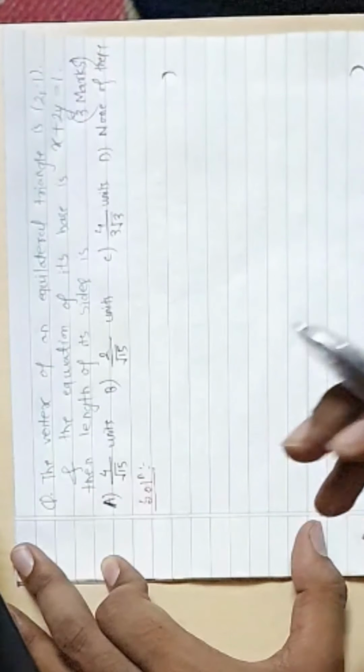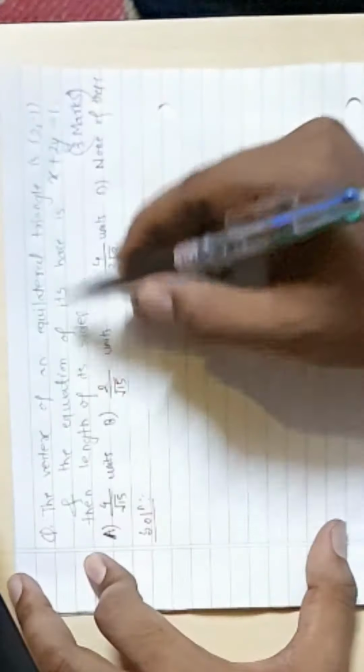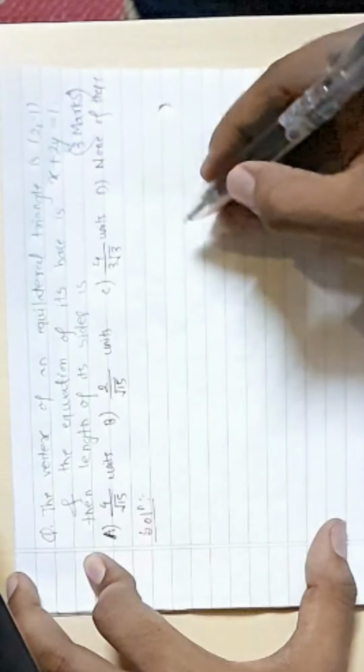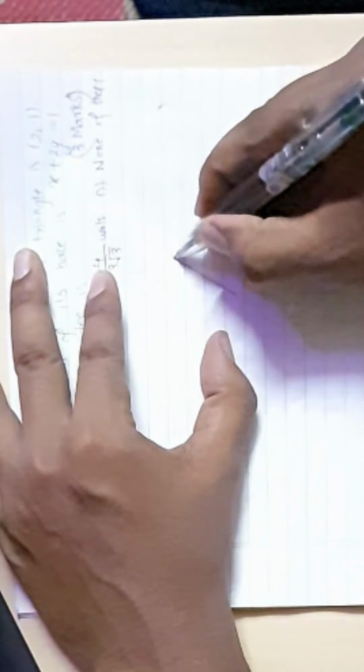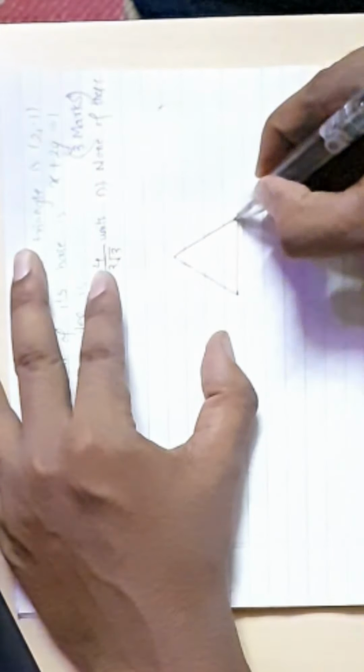Let's understand this question by the diagram. So what type of triangle is given? It is an equilateral triangle. So this is an equilateral triangle given.